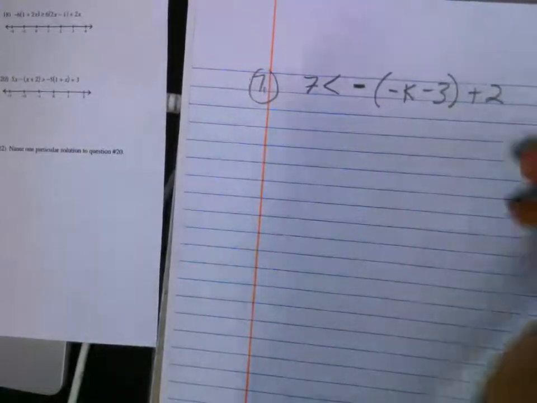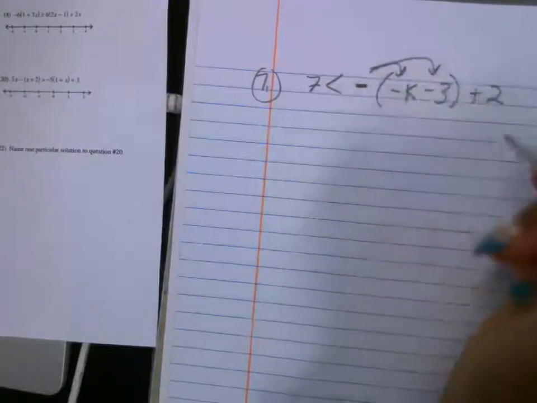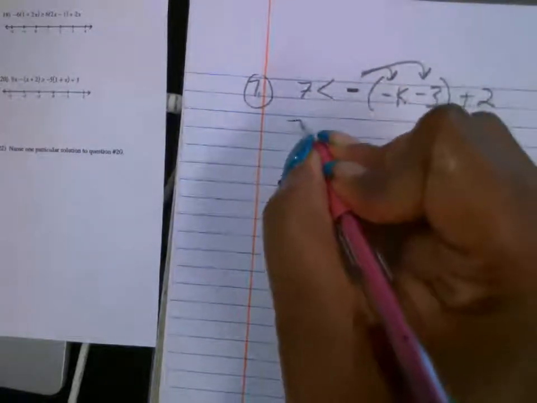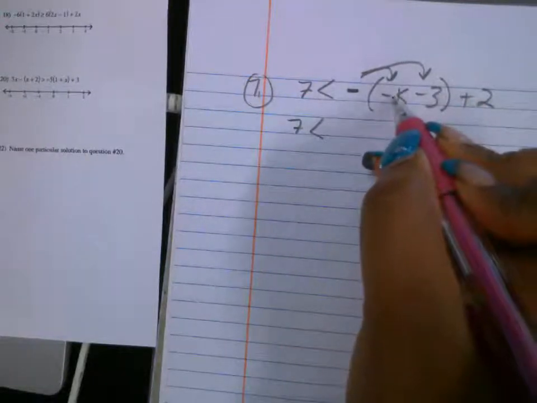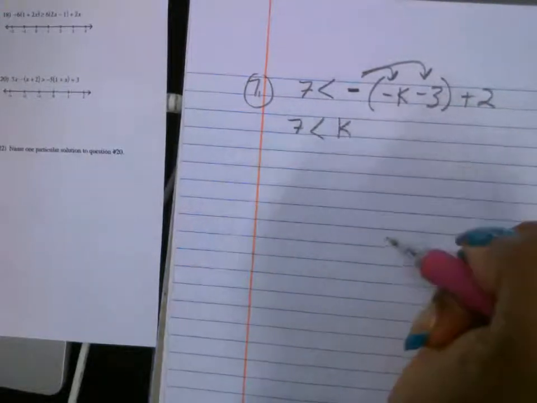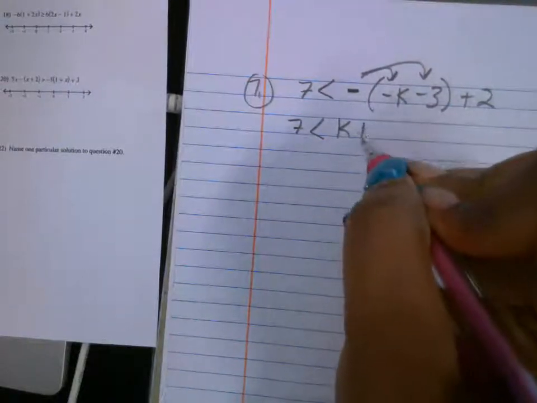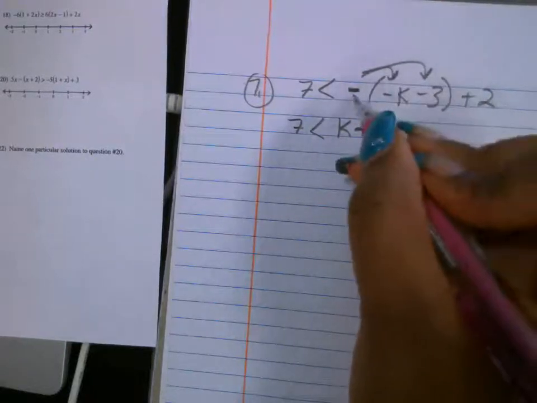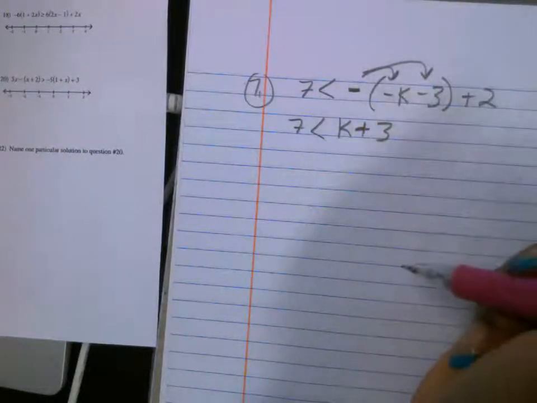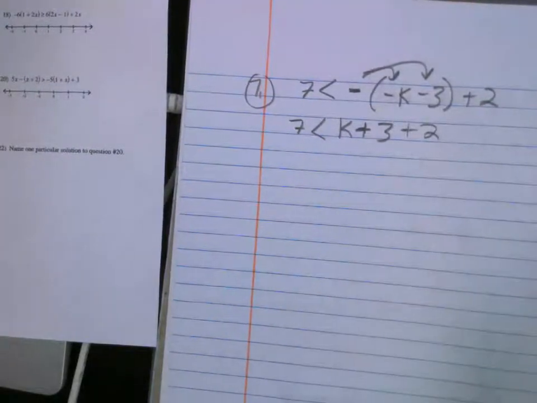In order to do this here, you're going to do distributive property first. So you're going to distribute the negative. Bring this down. This is 7 is less than. A negative times a negative is going to be a positive k. A negative times a negative is going to be a positive 3 here. So all you did was distribute or multiply the negative times both numbers in the parentheses. Bring down the plus 2.